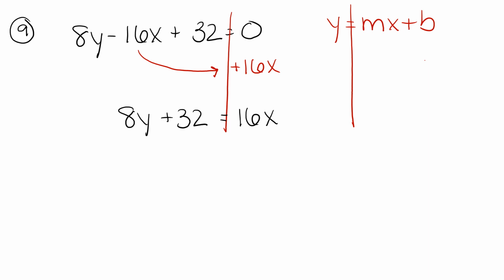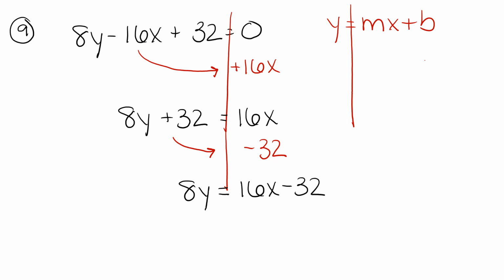Now we can move the next piece, which would be the plus b value. We want to move that to the end. That's the plus 32. Instead of doing plus 32, we do the opposite. We do a minus 32. The 8y is still a part of our equation. We still have the positive 16x, and now we have a minus 32 at the end.